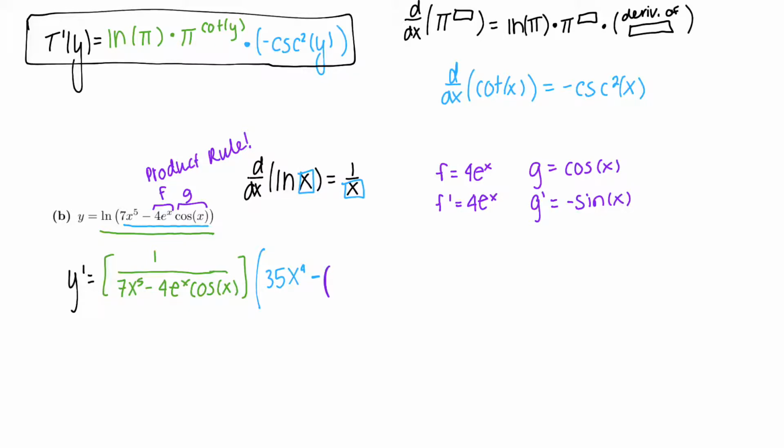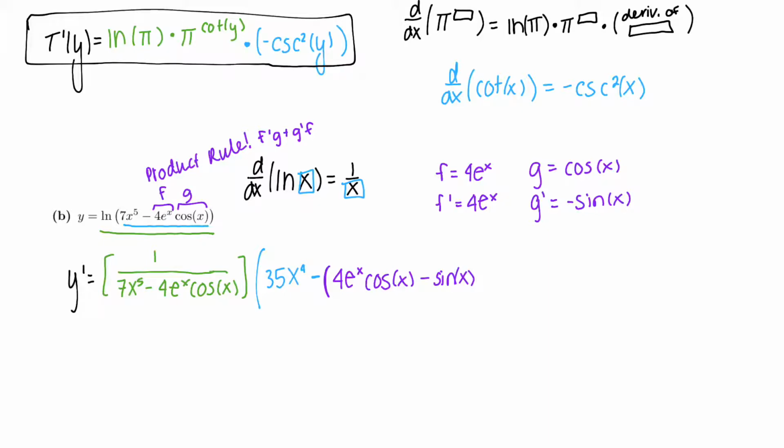So product rule: f prime g plus g prime f. So f prime is 4e to the x, g is cosine x, plus g prime is negative sine x. So instead of doing a plus, I'm just going to leave it as a minus because it'd be plus a negative. So negative sine x is g prime.